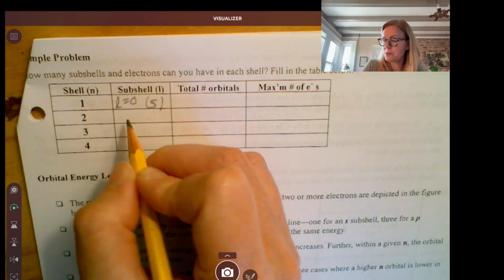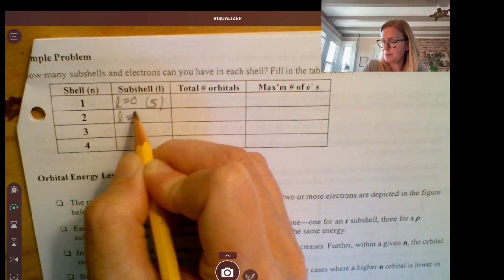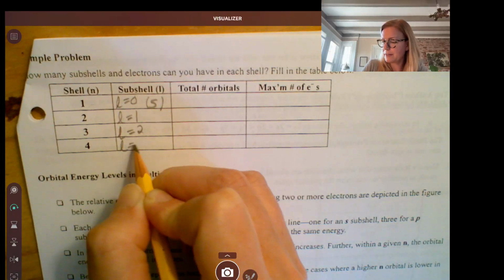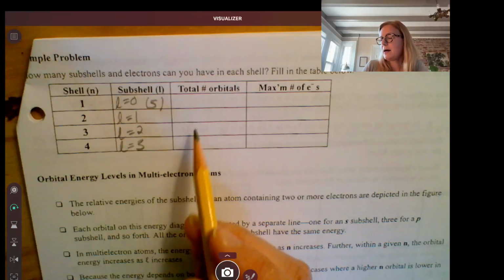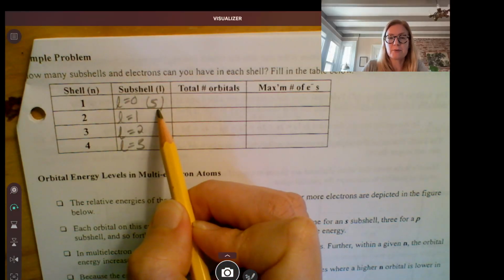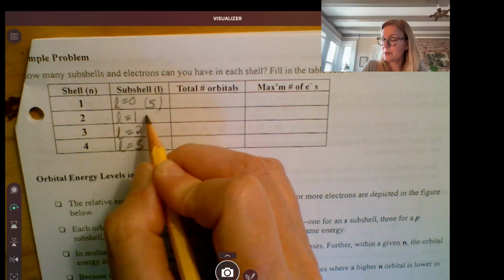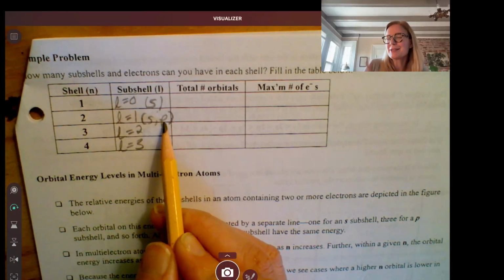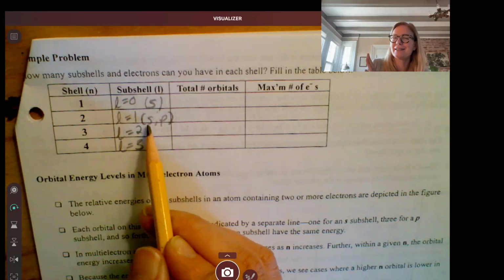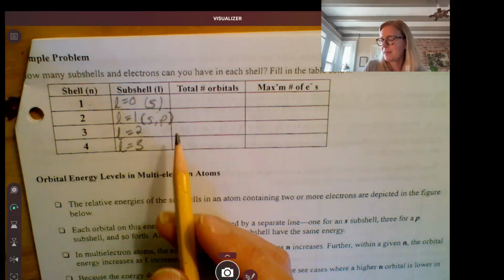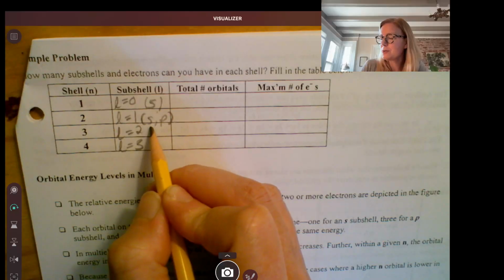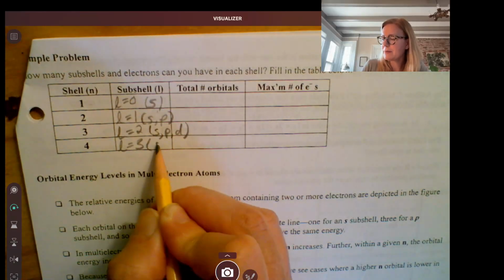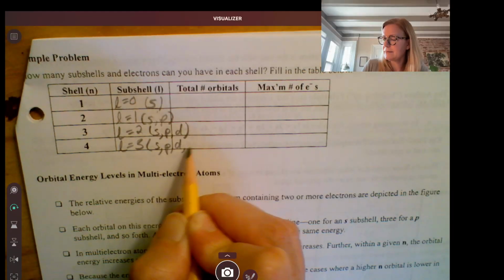For n equals 2, second energy level, L equals 1. For n equals 3, L equals 2. And for n equals 4, L equals 3. Okay? So when L equals 0, that means you only have an S sublevel. When L equals 1, that means you have an S and a P. The 1 meaning P is considered the sublevel, whereas S is kind of not considered sub. For L equals 2, we have S and then P and then D. And for L equals 3, we have S, P, D, and F.